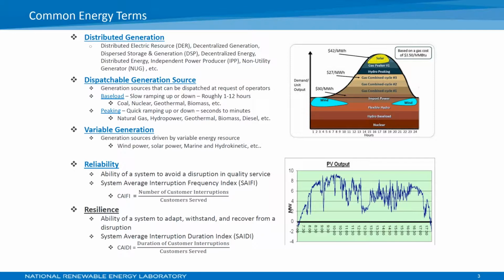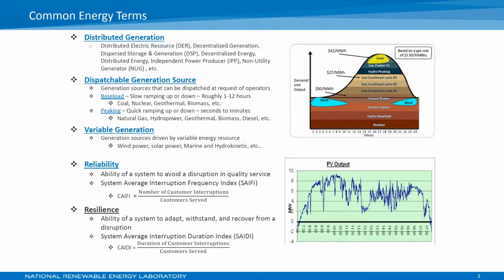And then the next two are reliability and resilience. A lot of folks focus on resilience, the ability of a system to adapt, withstand, and recover from a disruption. But reliability is just as important, if not more important. The whole point of reliability is trying to avoid the number of outages on a system, and electric utilities are experts at this and have pretty great reliability, typically somewhere in the 99.9-something percent.